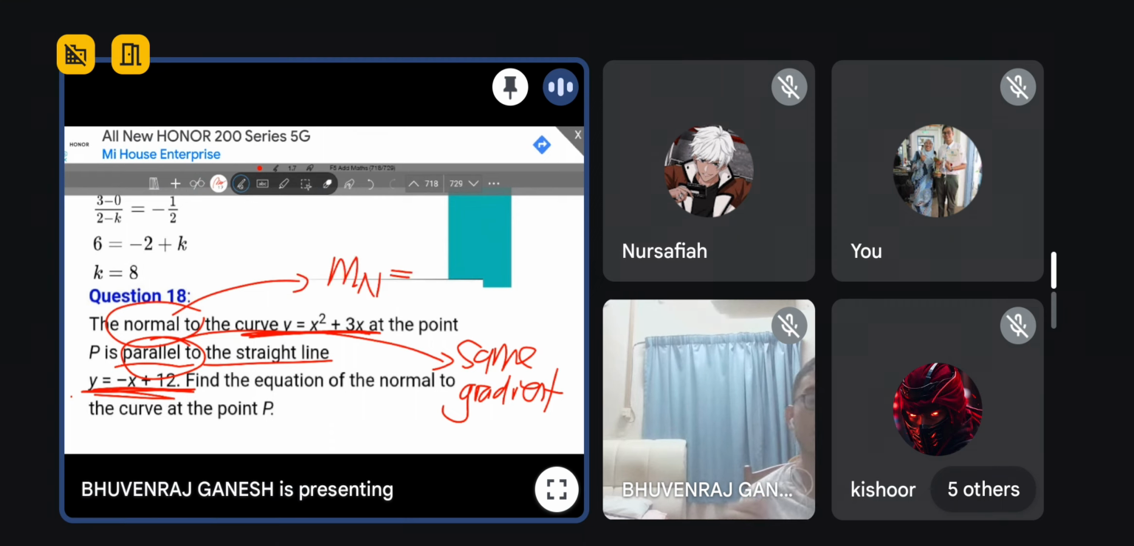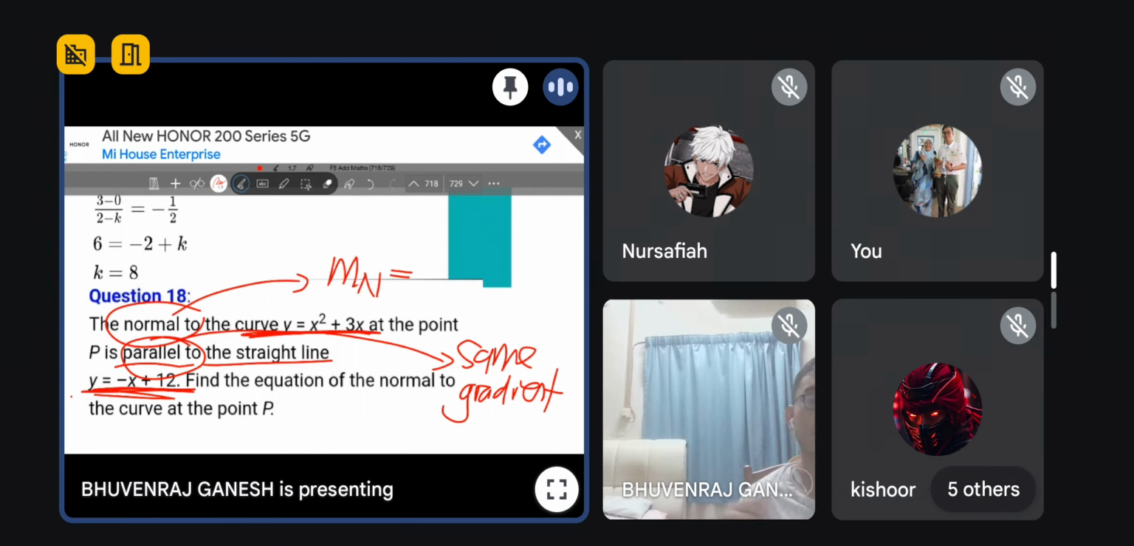Kalau kecerunan garis tu -1, normal pun akan -1 because parallel, selari. So nilai sama. Okay. So you have curve, kamu boleh differentiate. Differentiate untuk dapat tangent. Okay, you differentiate the curve, you will get tangent. So guys, I ask you all, kecerunan normal -1. What is your kecerunan tangent? Gradient tangent berapa? Kamu songsangkan -1. You inverse -1, you will get very good 1. So means that M tangent equal to 1.